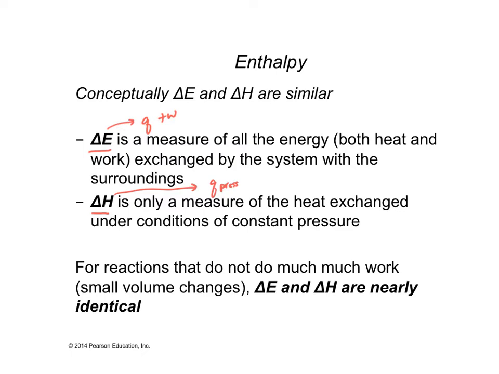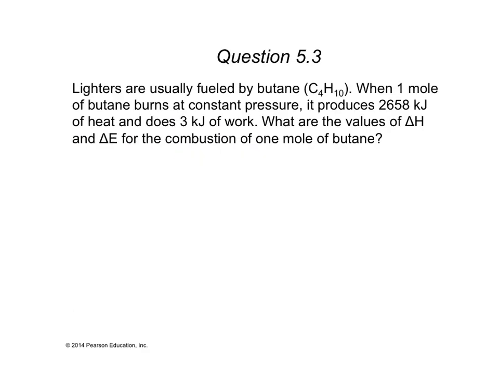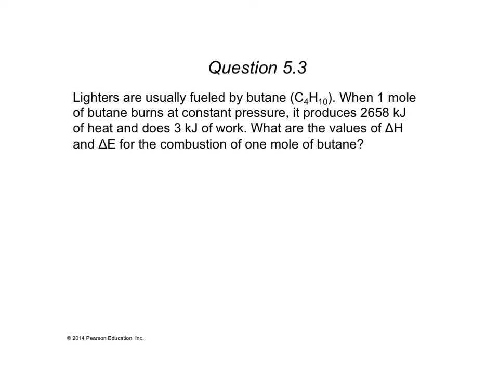So let's say that we have a butane lighter, and we burn about a mole of butane in our butane lighter. In the process, we release 2,658 kilojoules of heat, and we also do 3 kilojoules of work, right? So for this reaction, what is delta H? What is the change in enthalpy for this reaction? We know that this is going to be heat at constant pressure. How much heat is released in this reaction? 2,658 kilojoules. And what is going to be the sign for delta H, or the sign for Q even? If we're releasing, this is going to be a negative, right?